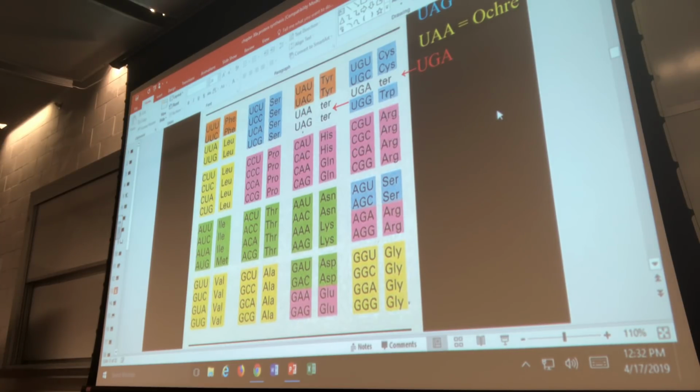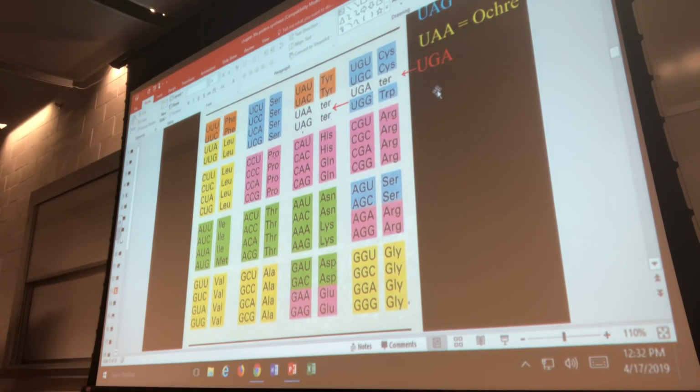So here's another feature of the genetic code. There are only 61 of the 64 combinations, 61 codons that actually code for an amino acid sequence. So not all 64, only 61 that actually code for an amino acid sequence. Three of them, labeled here, are called stop codons.